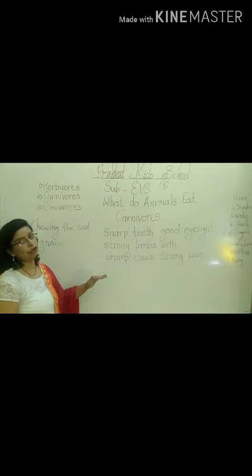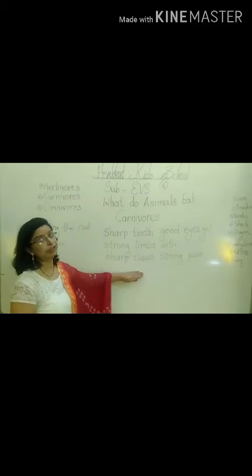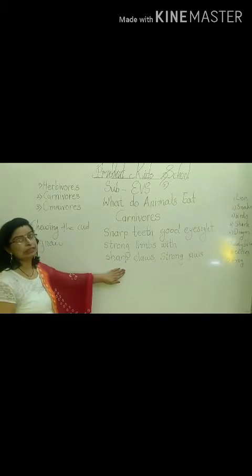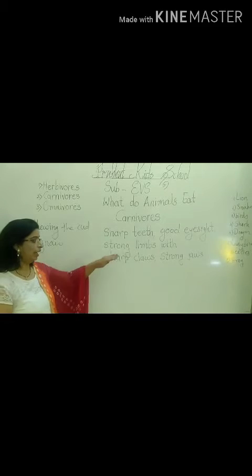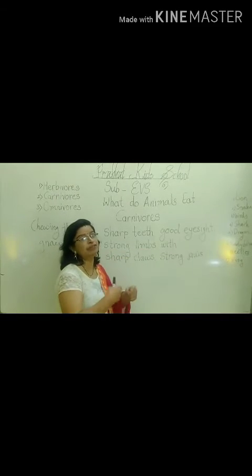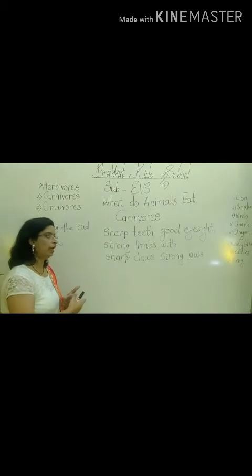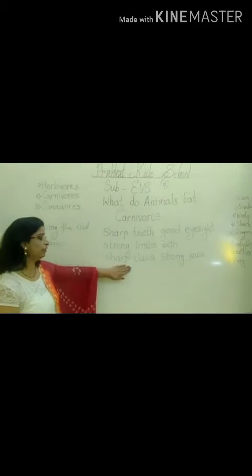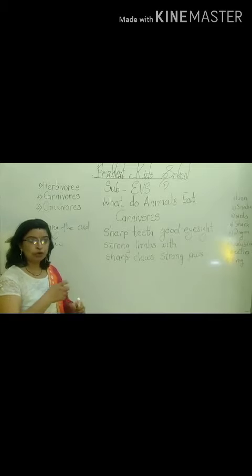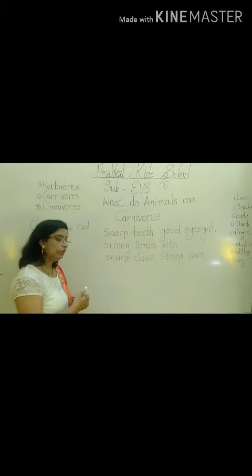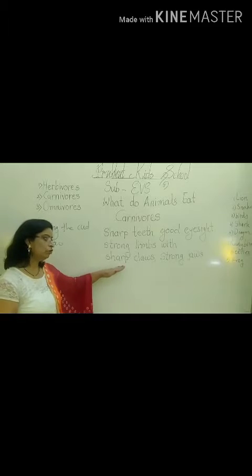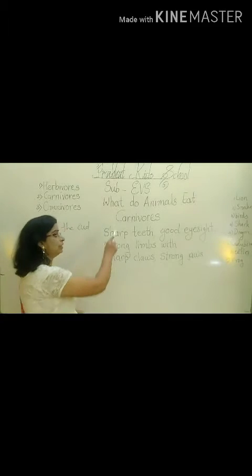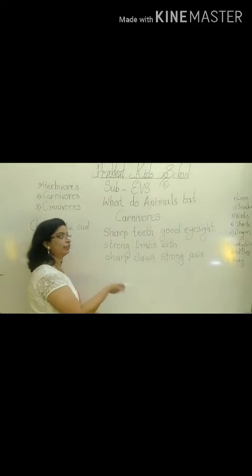They have strong limbs with sharp claws. What is meant by claws? On their feet they have sharp claws. For what purpose? They hold the prey. And with the help of these strong limbs they run faster, running behind the prey. The sharp claws hold the prey and help to tear the flesh, and they have strong jaws also. Why? Because they are carnivorous. They eat the flesh of other animals.